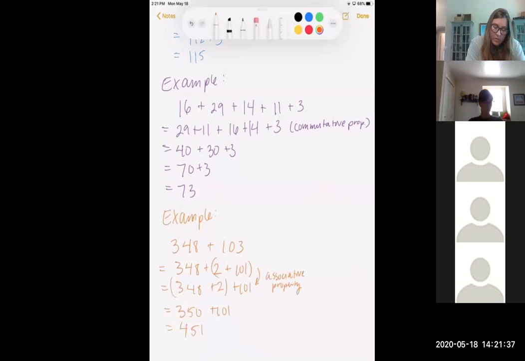Or you can do it like this, 348 plus 103. Now using compensation, I'm going to add 2. I'm going to subtract 2. Oops. Like that.